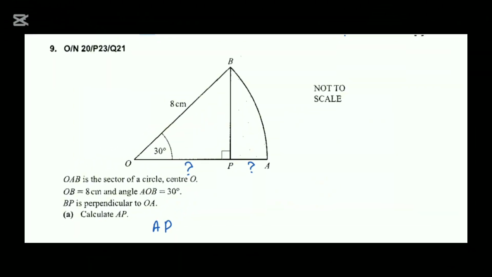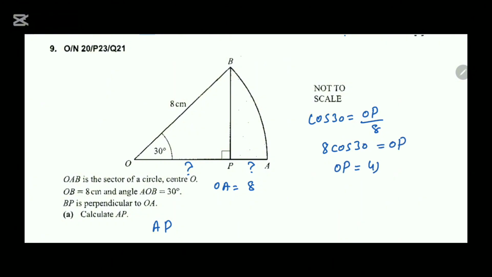Okay, question number 9. OAB is a sector of a circle, center O. If OB is 8, then OA will also be 8 because these two are the radius of the circle, as this is a sector of a circle. So now what you have to do, first of all, find the value of OP by using cos ratio. Cos 30 is equal to OP over 8. 8 cos 30 is equal to OP, and OP is equal to 4 under root 3.